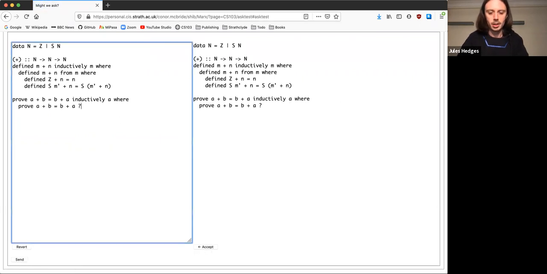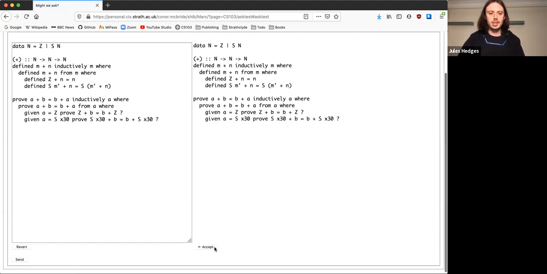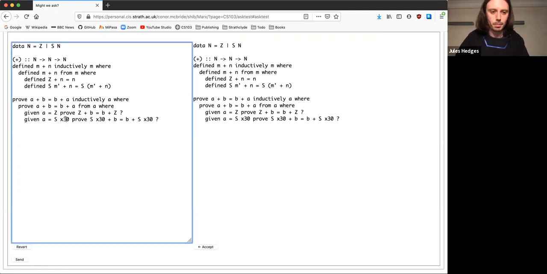And then I'm going to say from A to split into the case where A is 0 or A is a successor. This is an example where ask has not been able to solve our base case by itself. If you look at the thing that we now need to prove in the base case, this is 0 plus b equals b plus 0. This might look a bit familiar because this was actually an exercise in week 6.